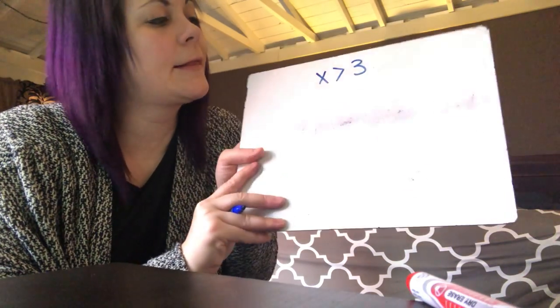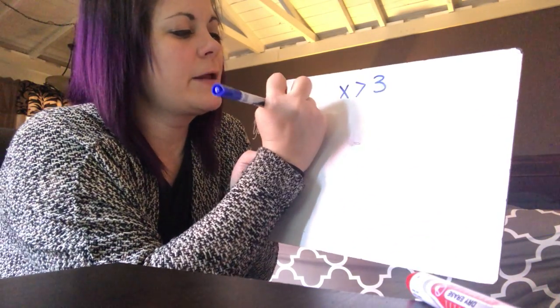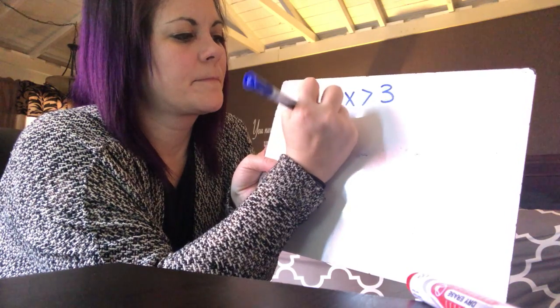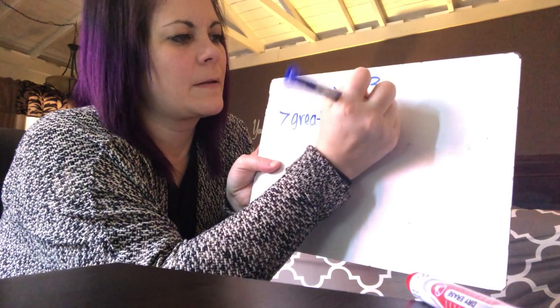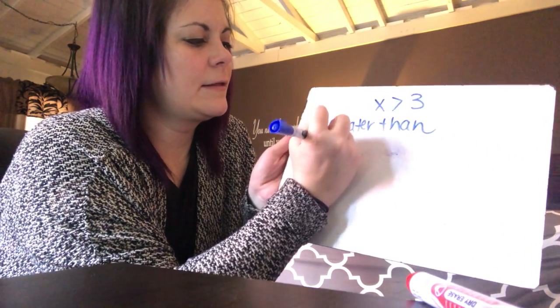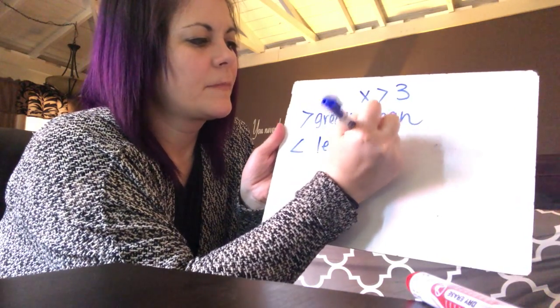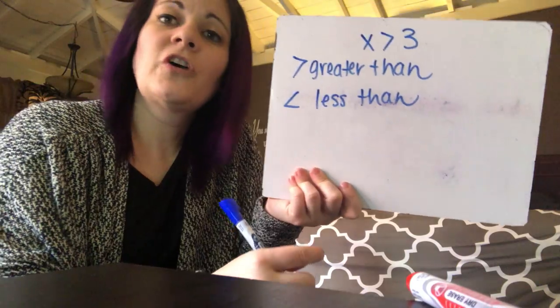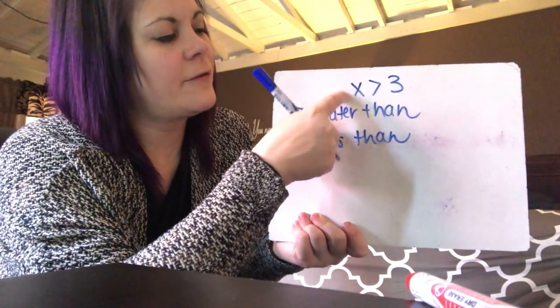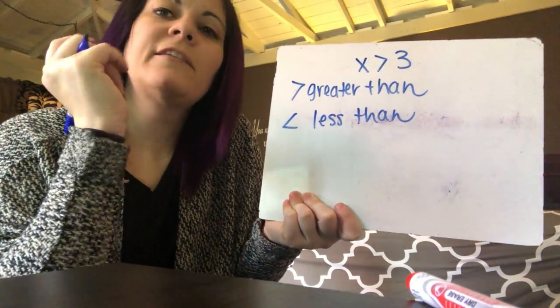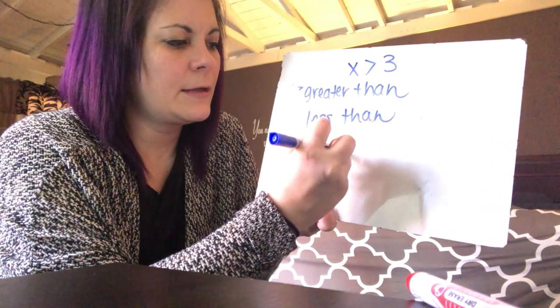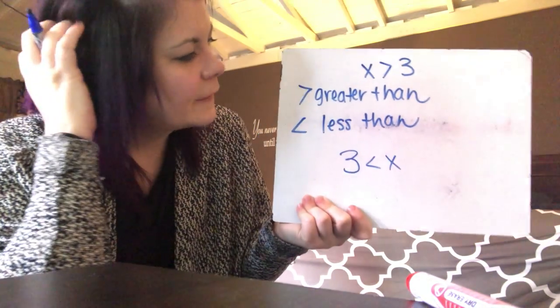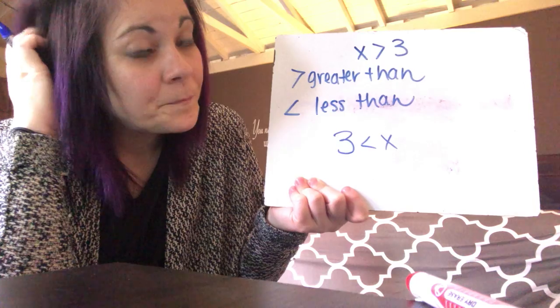Let's discuss the signs. So this is a greater than sign. And then this is a less than sign. And we read inequalities from left to right. Okay, so it's great to have our variable on this side. Let's say, for example, you have 3 is less than x. Okay, 3 is less than x.